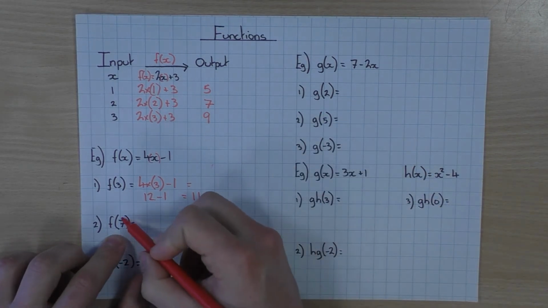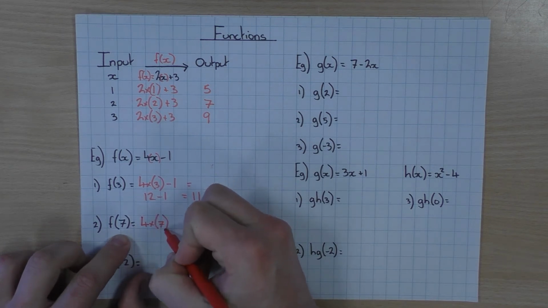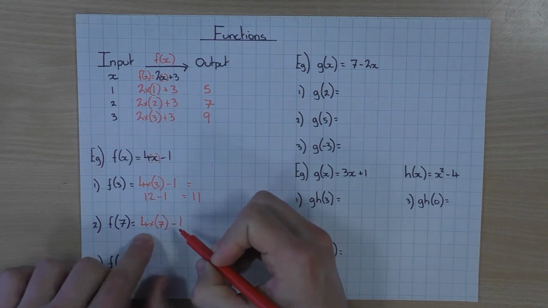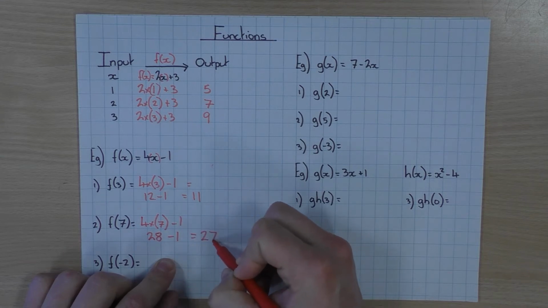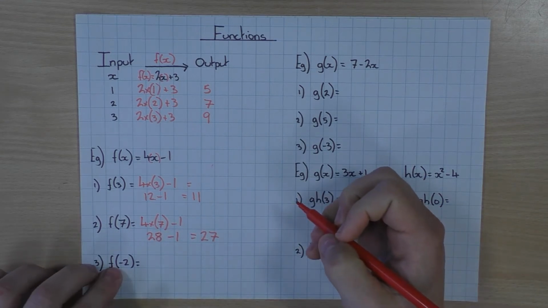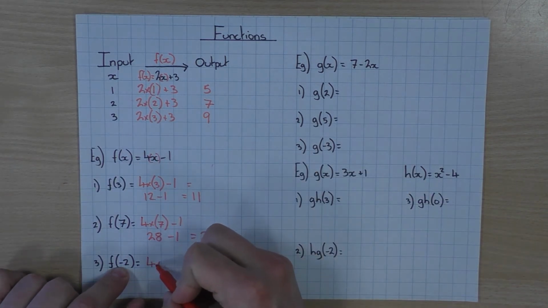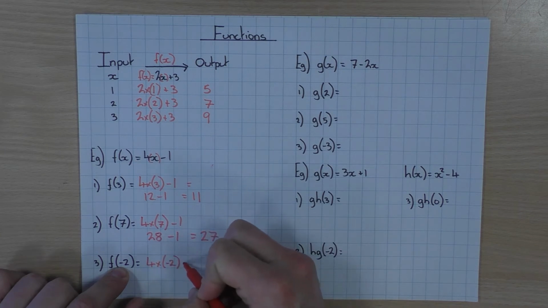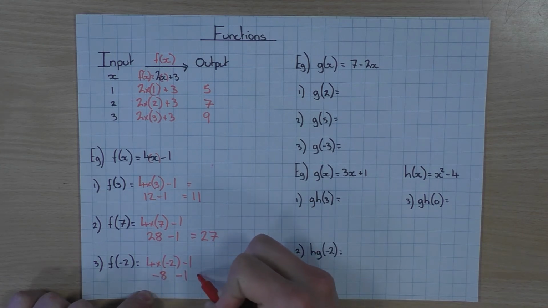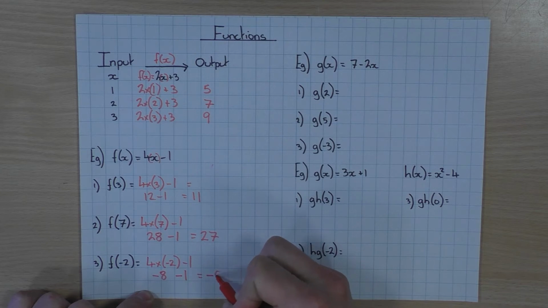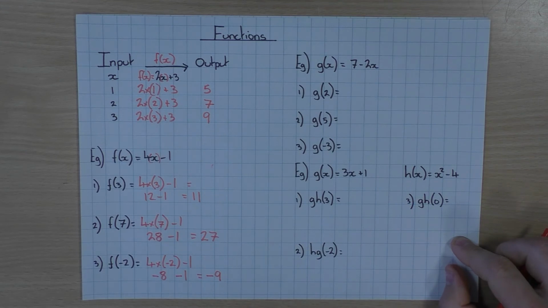Same thing for this one. If I'm going to input 7, I'm going to have 4 times 7, take away 1. So 4 times 7 is 28, take away 1 leaves me with 27. And last but not least, if I input minus 2 into this function, 4 times minus 2, take away 1. Well, 4 times minus 2 is minus 8. Take away another 1, and 8 take away 1 leaves me with minus 9. So all I'm doing is inputting these values into this function.